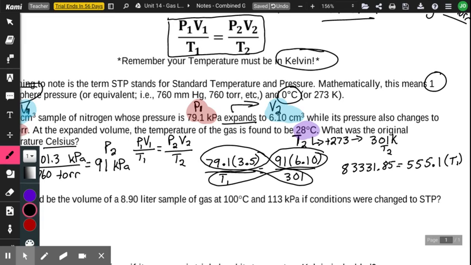Okay, so now I'm solving for x. Okay, so divide both sides by 555.1, and that's going to give us 150. But again, remember that's Kelvin. Okay, so the next thing I would need to do, so my temperature 1 equals 150 Kelvin. So now I need to convert that back into Celsius.